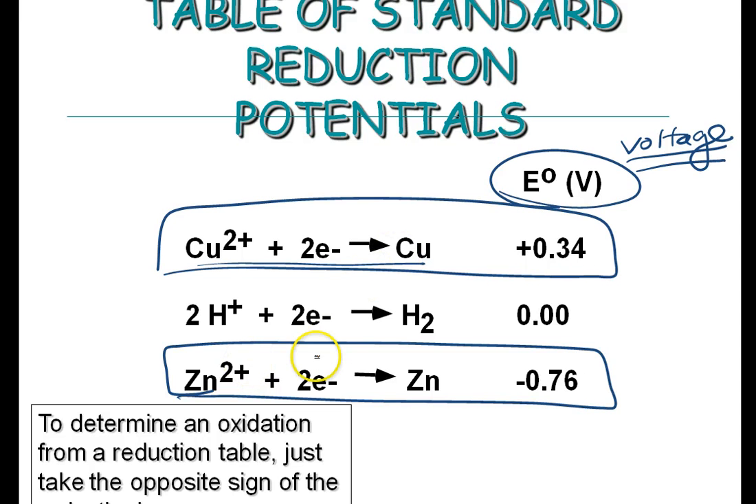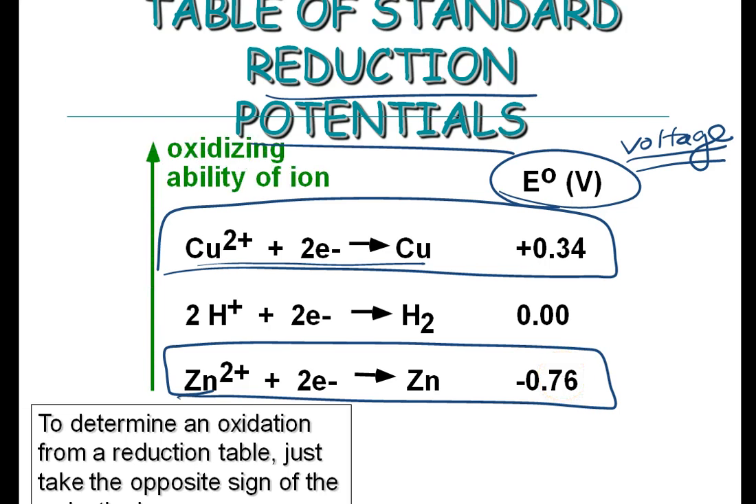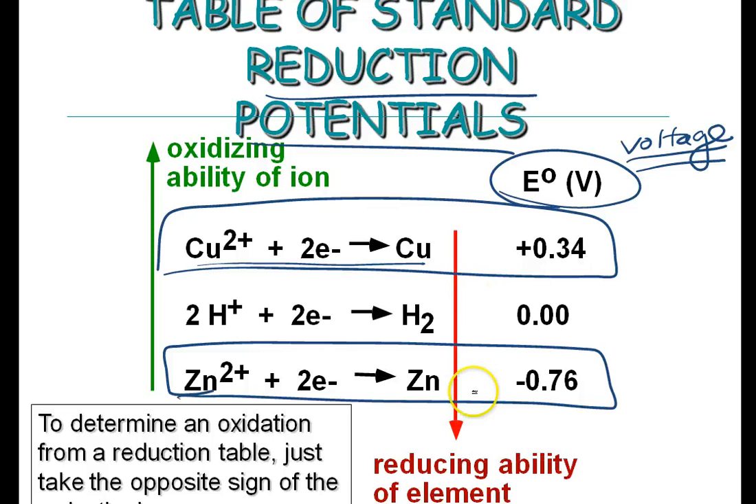These are all reduction potentials. So if you look at the equations, they're all showing you reduction, the gain of the electron to make something. Over here to the right, it shows you your voltage. This is what you need to know. So as you move further up, you are decreasing the possibility of it being oxidized. As you move down, you are decreasing the possibility of it being reduced.